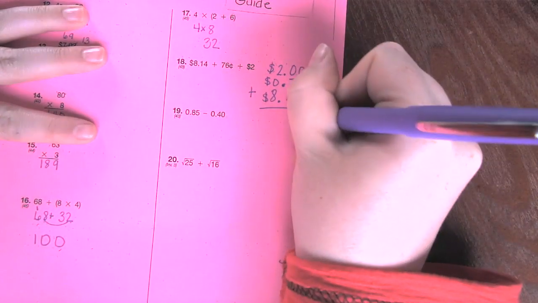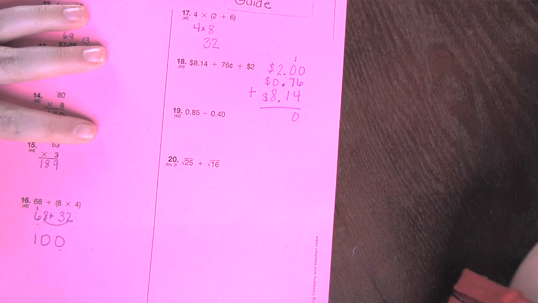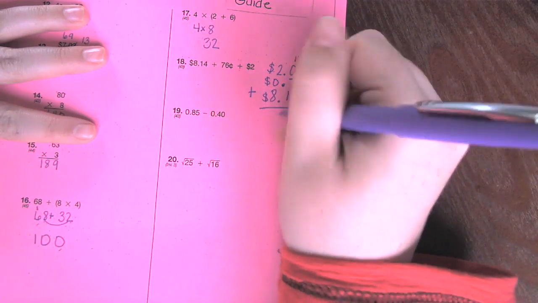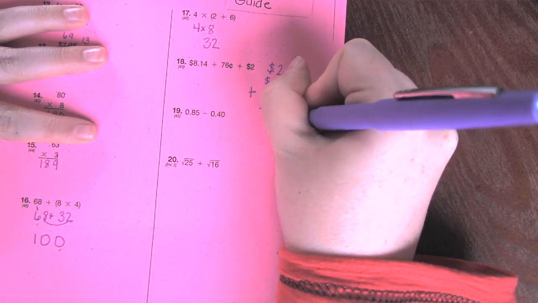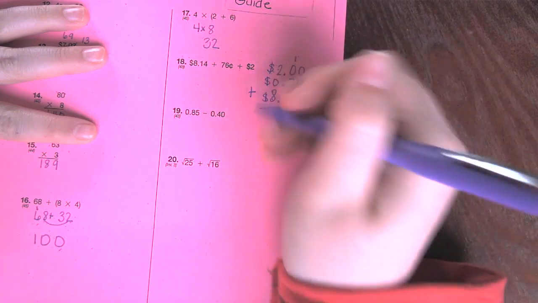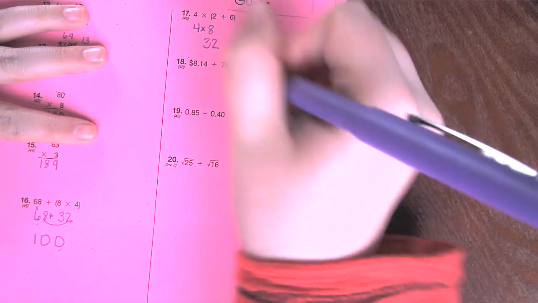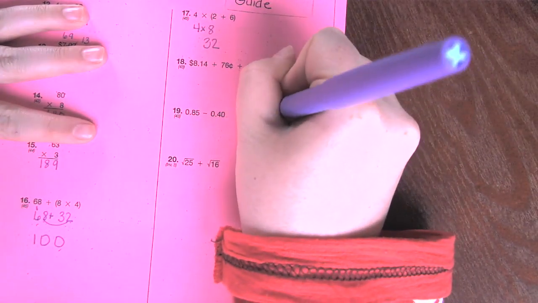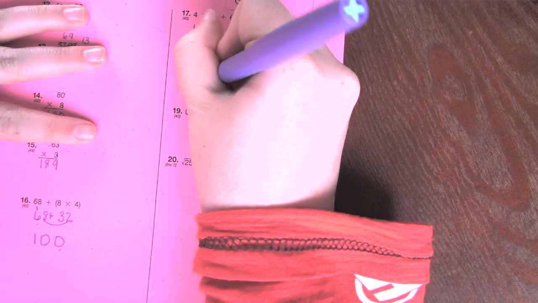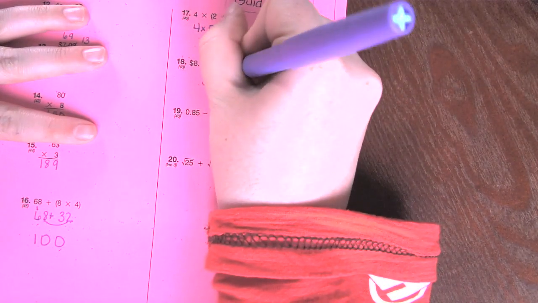6 and 4 is 10. Carry your 1. 7, 8, 9. Bring down your decimal. 8 and 2 is 10. So the answer is $10.90.